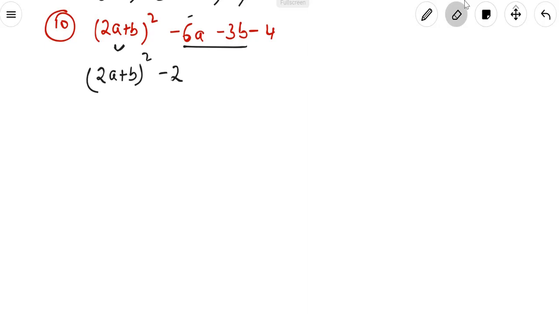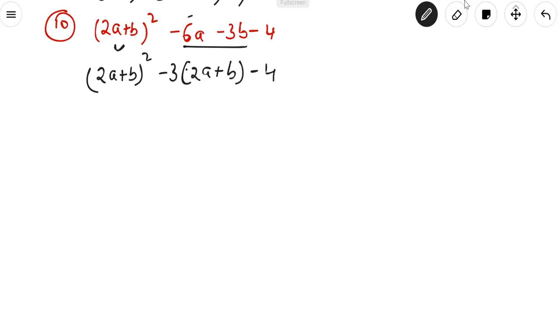Okay, so I will take 3 outside here. If I take 3 outside here, what will I get? I will get 2a plus b, because I have taken minus also out. Okay, so what is left? Minus 4.